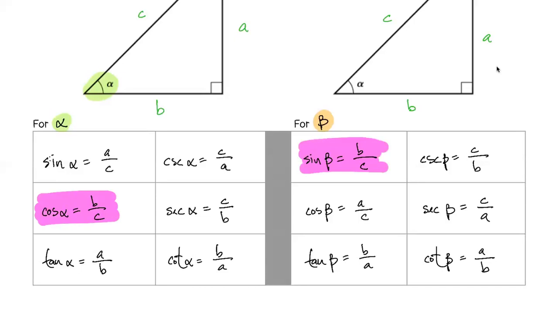Okay, and let's see, Eric, what did you point out? You said that tangent is the reciprocal of each other, right? Tangent alpha is the reciprocal of tangent beta, but what is tangent alpha equal to then? If we were to pick a matching one on the other side, what is tangent alpha the same as for beta? Cotangent, yeah.